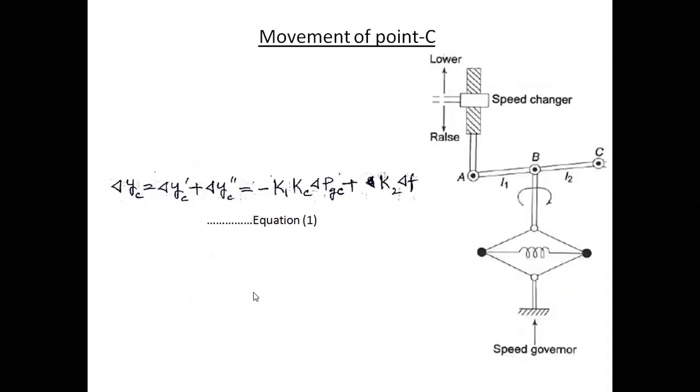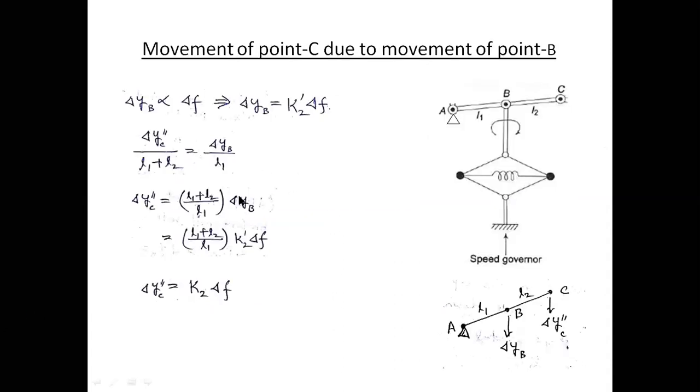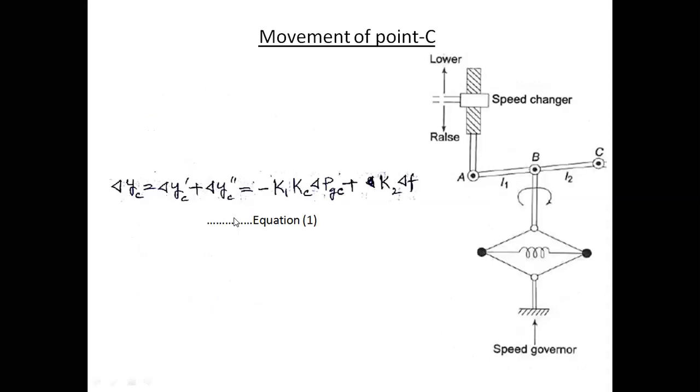In the next slide, if we consider both the movement of A and the movement of B, then what will be the net movement of C? That is del YC equals del YC dash plus del YC double dash, equals minus K1 Kc del PGC plus K2 del F. This is equation number 1, taking the movement of A and B both.